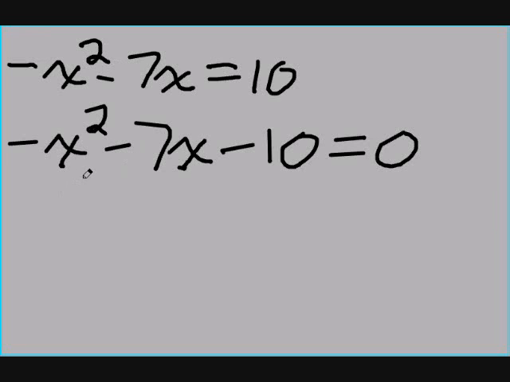Now, there's a negative everywhere, but in particular there's a negative in front of the x squared. When you're factoring, it's always easier to have a positive in front of the x squared, so we multiply everything here by negative 1 to get rid of that negative. If I multiply both sides of the equation by negative 1, then it's the same equation, right?